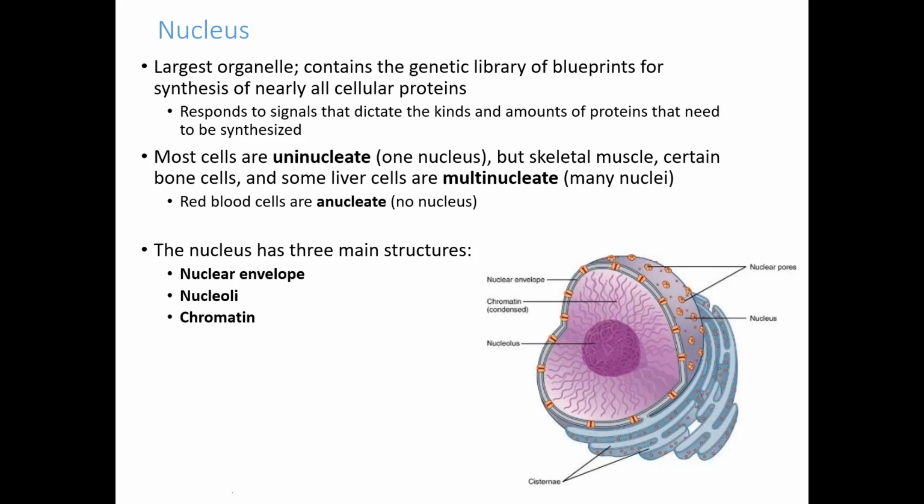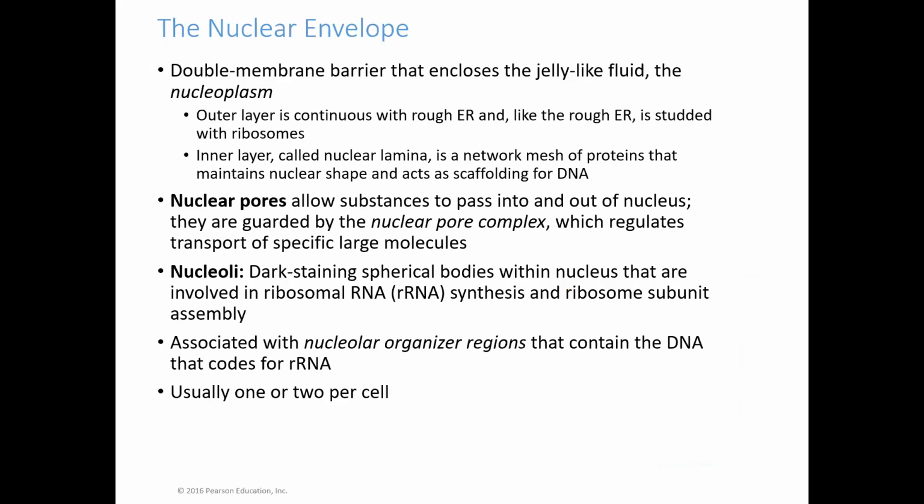So a nucleus, the largest organelle, has three parts. It has a nuclear membrane or nuclear envelope, which is the same structure, the phospholipid bilayer, as the cell membrane. It has what's known as the nucleoli inside there, and it has what's known as chromatin. Instead of cytoplasm, we have nucleoplasm. It is the goop inside the nucleus.